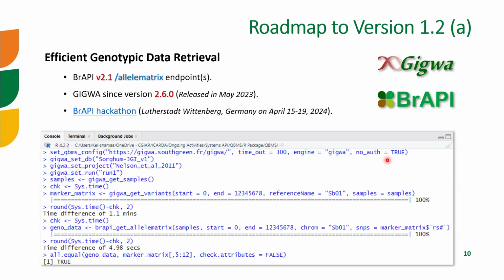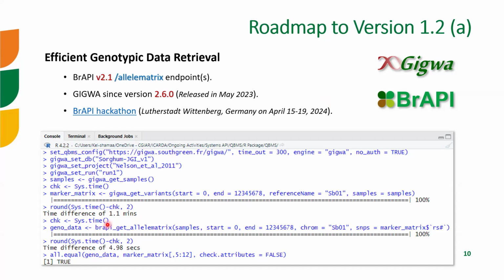So once the GIGWA people developed and added support for the allele matrix, we worked on implementing this functionality also on the QBMS side during the last BrAPI hackathon, just a couple of weeks ago in Germany. Here is a screenshot comparing the existing way of importing GIGWA get variants and the new way, which will be released with version 1.2. People who are interested in testing it can download the development version of QBMS, not the one on the screen.